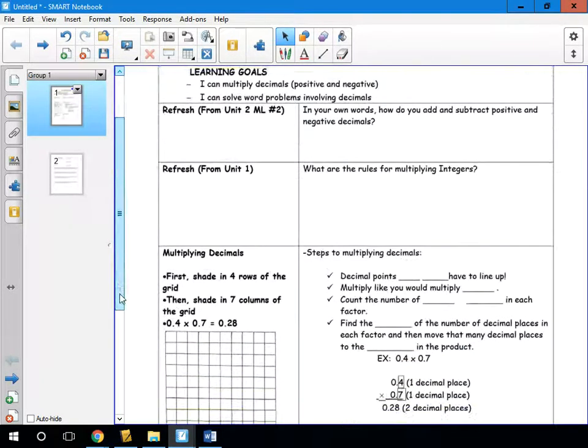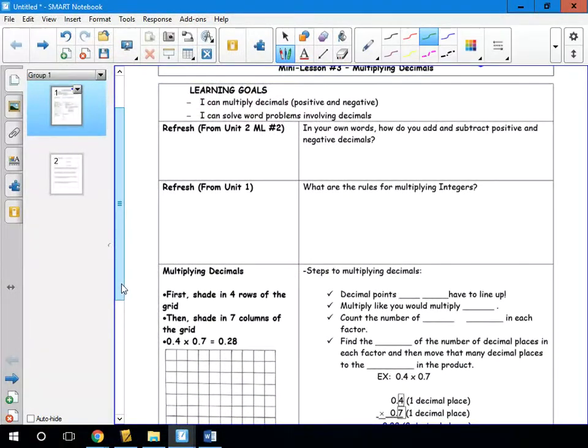So before we jump to the new stuff, I want to take just a moment to refresh from our last mini lesson. I want you to take a moment and write in your own words, how do you add and subtract positive and negative decimals? So what do we say about the decimal? What do the decimals have to be? And what do we do if the signs were the same? Or what do we do if the signs were different? So take a moment and write in your own words how to add and subtract positive and negative decimals.